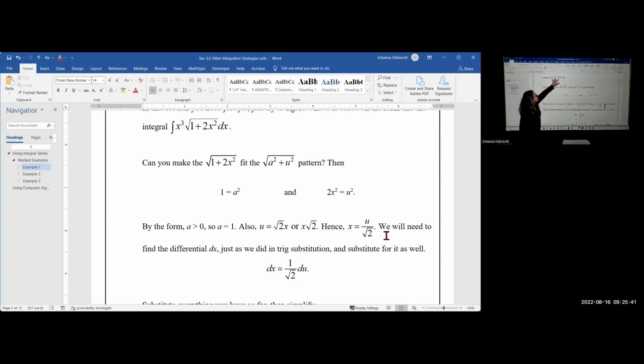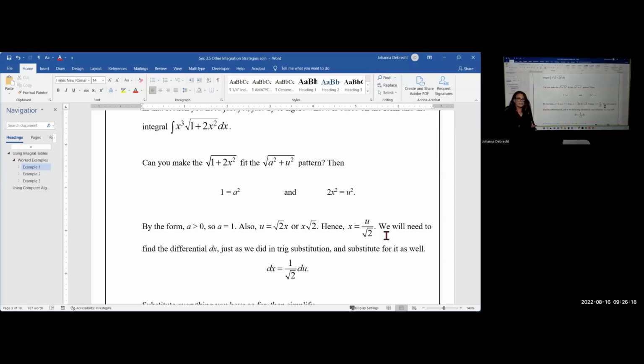Now, my original integral not only has the radical, but it also has this x cubed on the outside and the differential dx. I'm going to have to replace each piece with something equivalent to it, but written in terms of u, not in terms of x. So I'm going to need to replace the x cubed, the radical itself, and the dx. By solving for x, I can replace the x cubed by cubing that, which would give me u cubed over 2 square root of 2. And I can also replace the differential dx.